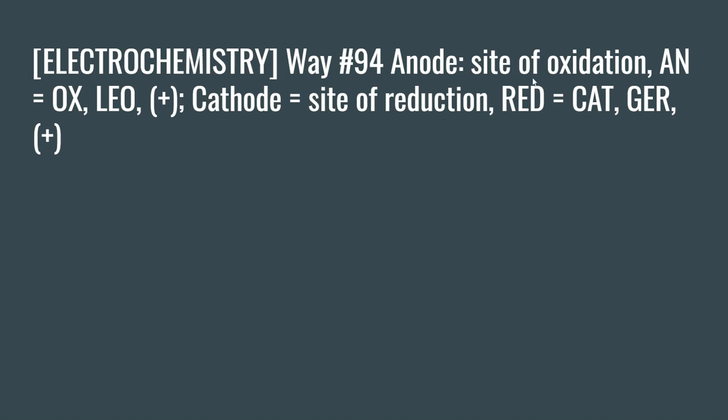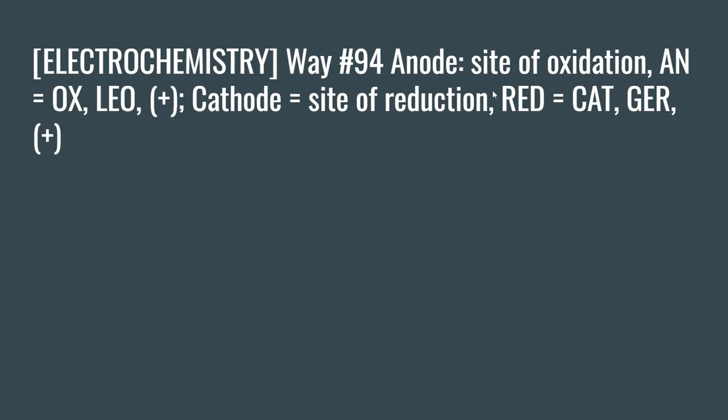So the anode is always the site of oxidation. The cathode is always the site of reduction. And remember, oxidation means you're losing electrons. Reduction means you're gaining electrons. And this comes from the acronym LEO-GER. Lose electrons oxidation, gain electrons reduction.